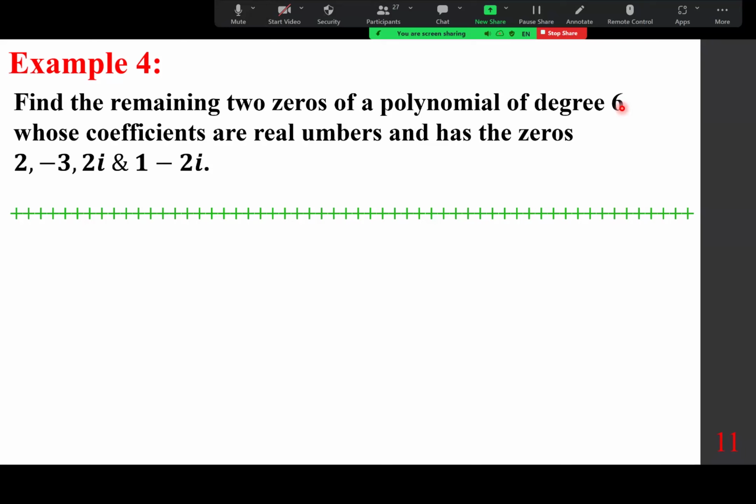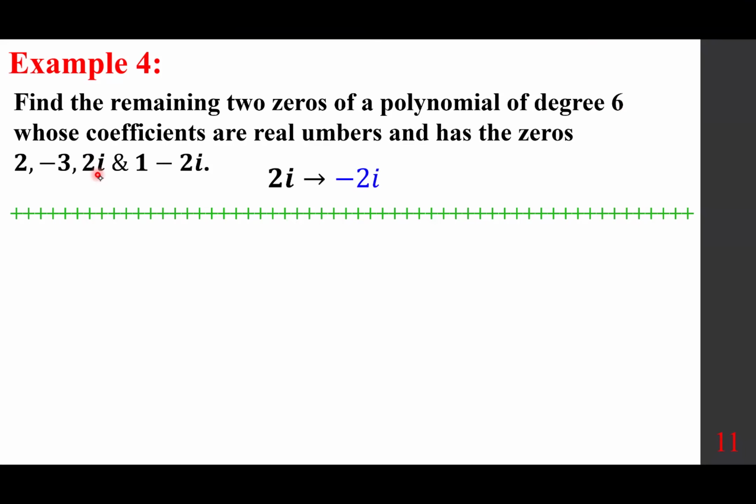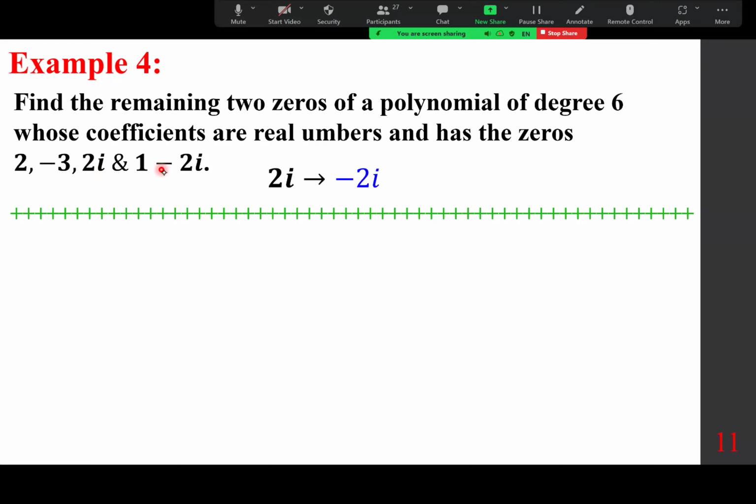The conjugate theorem says because 2i is a solution, is a zero, so it's the conjugate -2i. Also, the conjugate theorem says because 1 minus 2i is a zero, so it's 1 plus 2i. And now we have all of them. We have 1, 2, 3, 4, 5, 6. So from 2i, we got -2i. From 1 minus 2i, we got 1 plus 2i by the conjugate theorem.